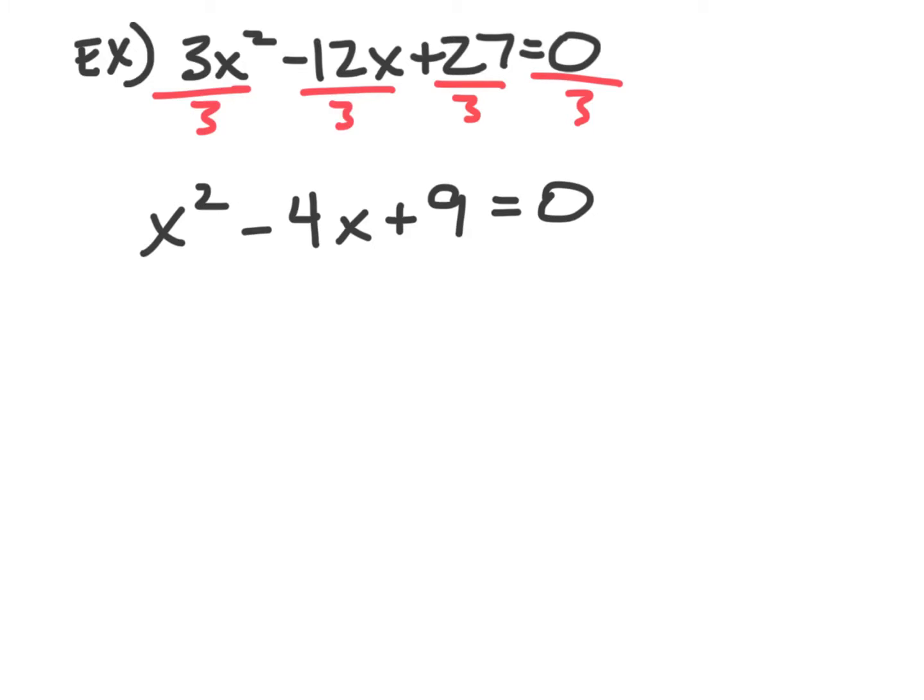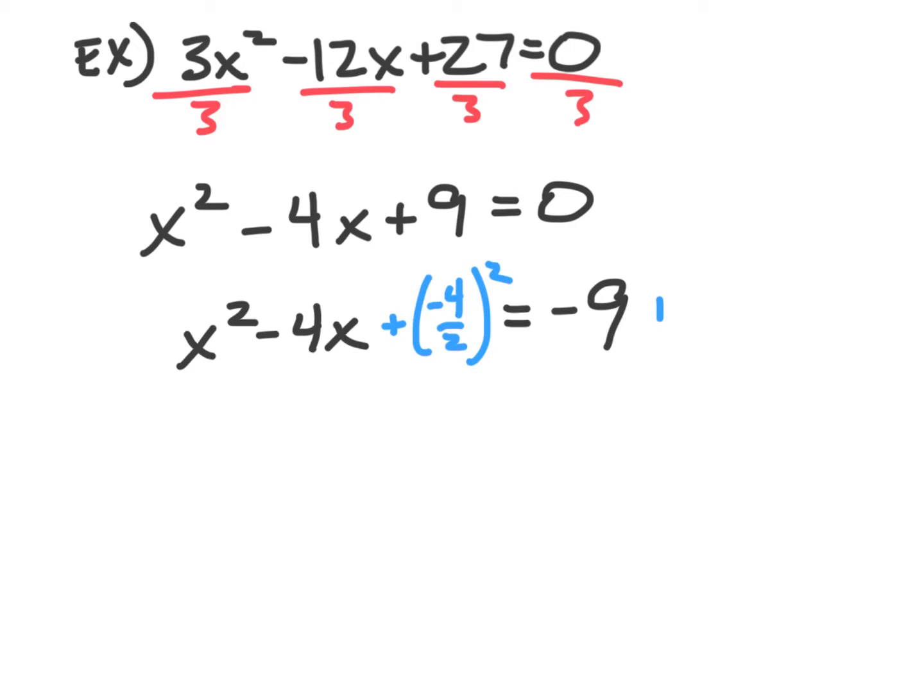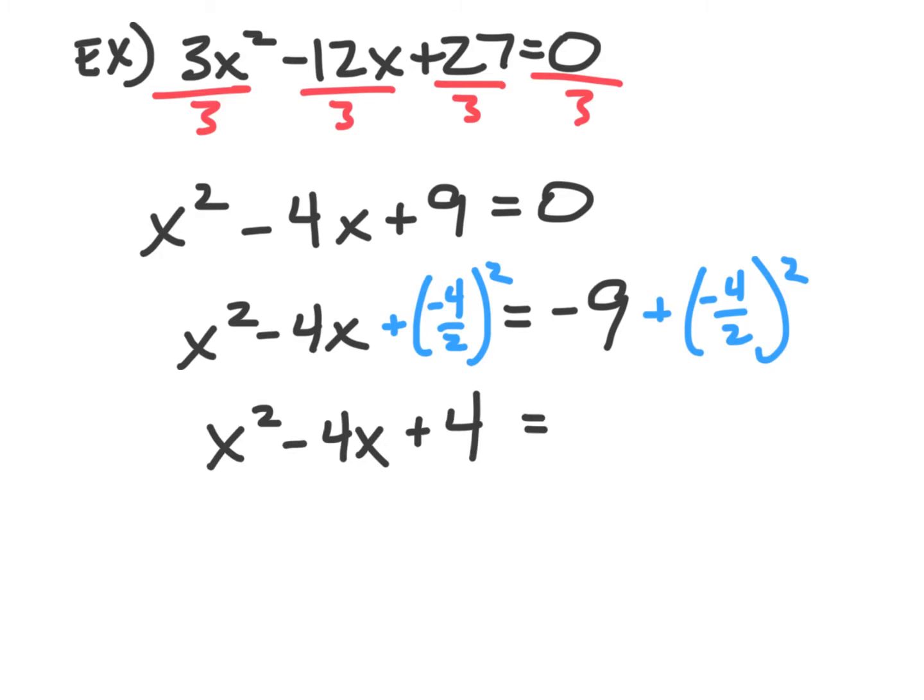All right, here, let's get x squared and x by themselves. X squared minus 4x, leave yourself a space, equals negative 9. I'm going to add half of this middle term squared. All right, so on the left side we have x squared minus 4x. Half of negative 4 is negative 2. Squared is 4. Equals negative 9, also plus 4. So this is going to be x minus 2 squared is equal to negative 5.